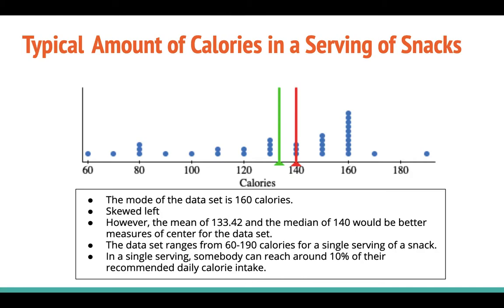However, we decided that the mean and median of 133.42 and 140 respectively would be a better measure of the data set. This is because the data set ranges from 60 to 190 calories for a single serving of snack. And this is important because in a single serving, somebody can reach about 10% of their recommended daily calorie intake. And be sure to consider what these serving sizes are and how often somebody truly sticks to a single serving of a snack.